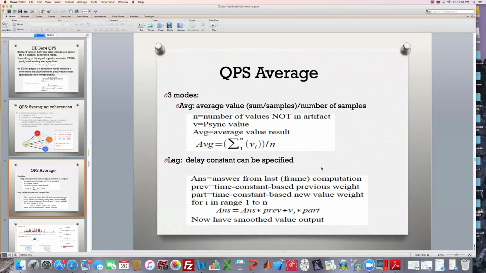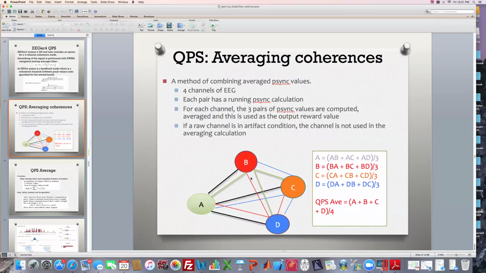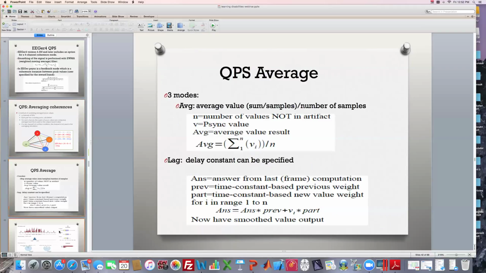And then we have a third, which is called QPS deviation, which is an interesting one. QPS deviation takes the 4 channels and it says, okay, tell me the difference between all of these. So if B is a 4 and D is a 2, and that's the max and the min, the value of QPS deviation is a 2. And now we're training, if we want to increase coherence, we want to decrease that deviation or make them more similar to each other. So that's another option in the software as well.